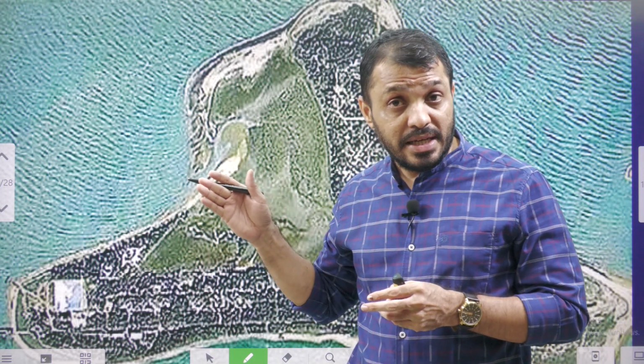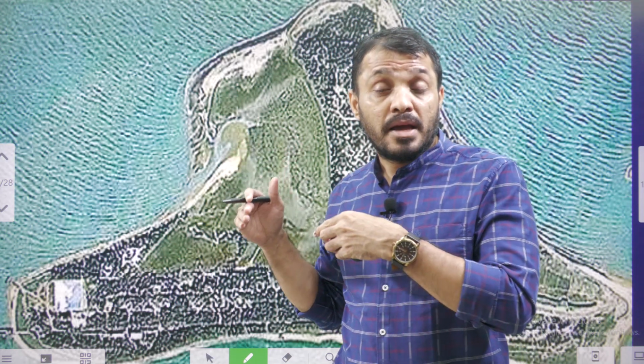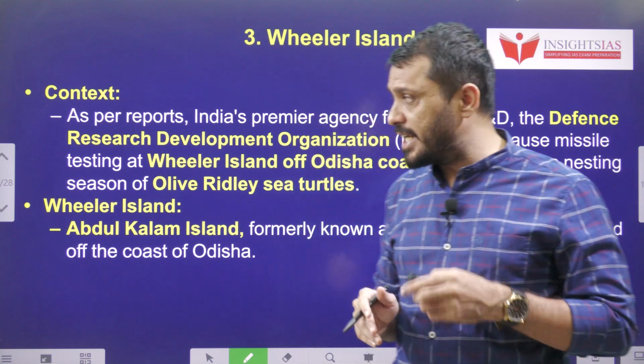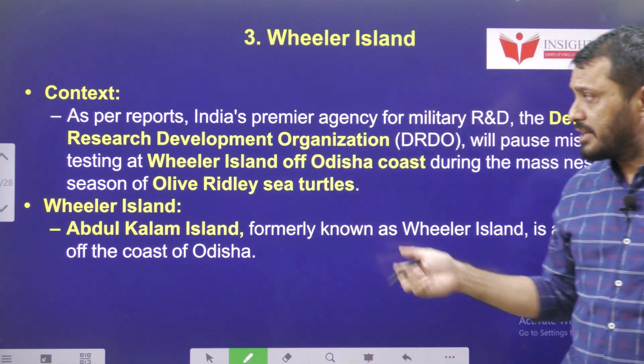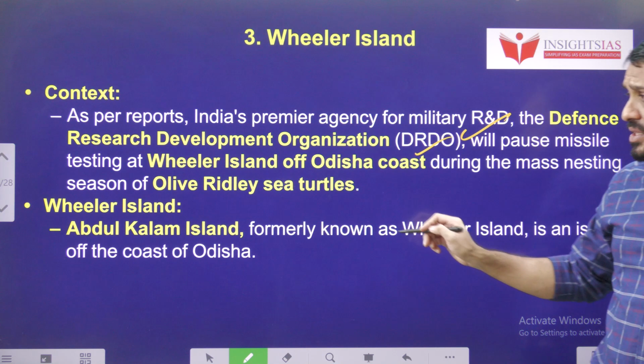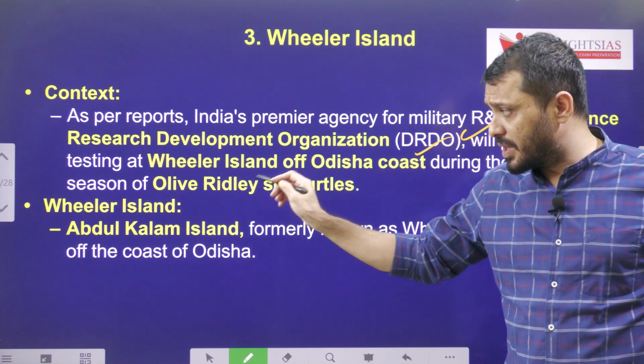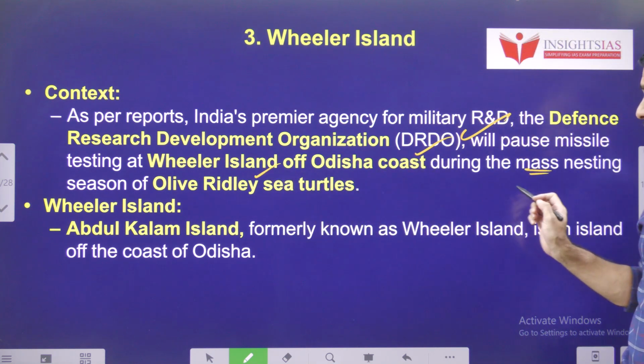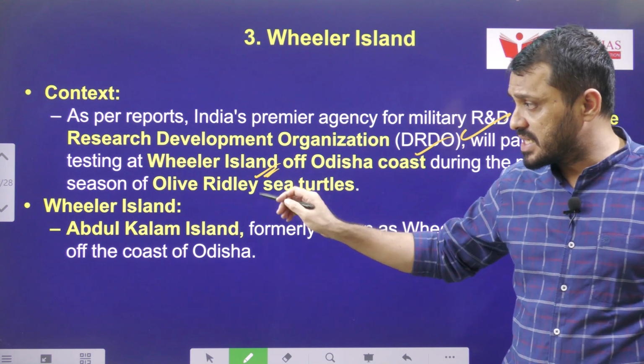Recently, DRDO decided that they are not going to do any missile test during the nesting phase of the olive ridley turtles. Olive ridley turtles have a nesting phase, and during the nesting phase they are not going to use this island for testing any kind of missiles. That is the idea. Let's see, according to DRDO, they are not going to do any testing on Wheeler Island during the mass nesting season of olive ridley sea turtles.